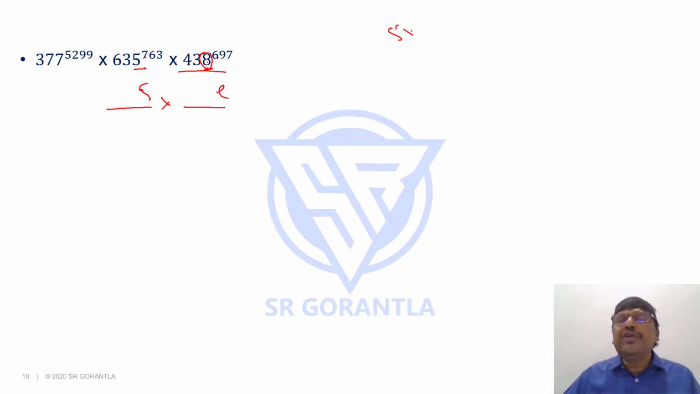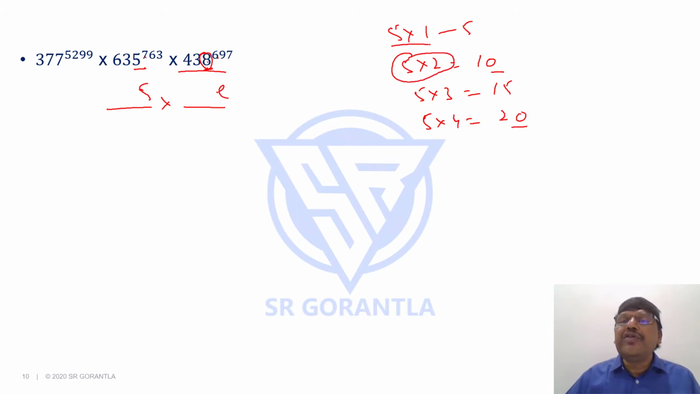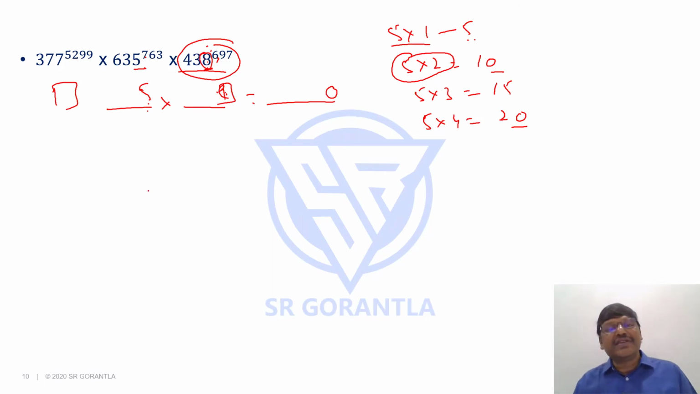Students, 5 into odd number is 5. When I end with 5, you recall the fifth table. 5 into 2 is 10, 5 into 3 is 15, 5 into 4 is 20, means what I can say: 5 into even number will end with 0, 5 into odd number will end with 5. Once I have one number even, students, even into anything is even, into 5 it will end with 0. You don't have to find the unit digit here, here, here and multiply and get your answer. Waste of time. You can check. So the answer is 0. Next.